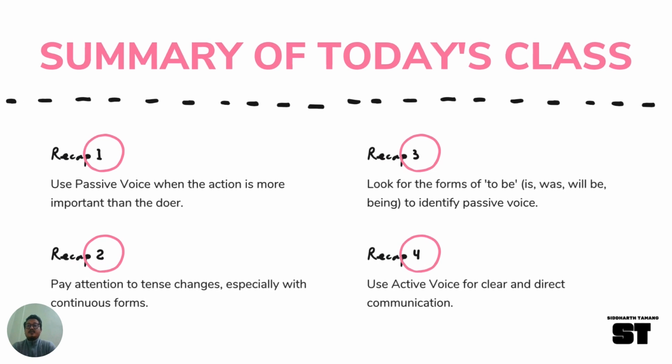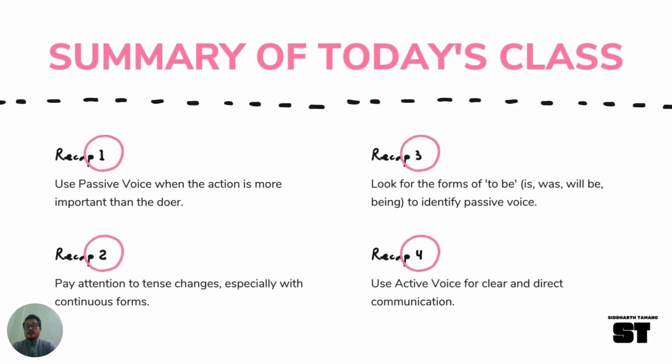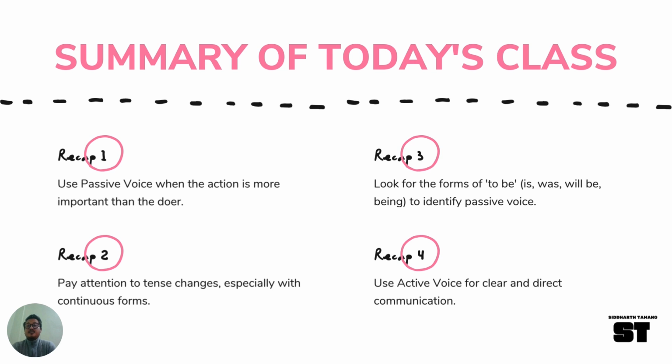Let us summarize today's topic. Use passive voice when the action is more important than the doer. Using passive voice is common in news, instructions, and situations where the doer is not important. Pay attention to these changes, especially with continuous forms. Look for the forms of to be, that is, was, will be, being, to identify passive voice, and use active voice for clear and direct communication.